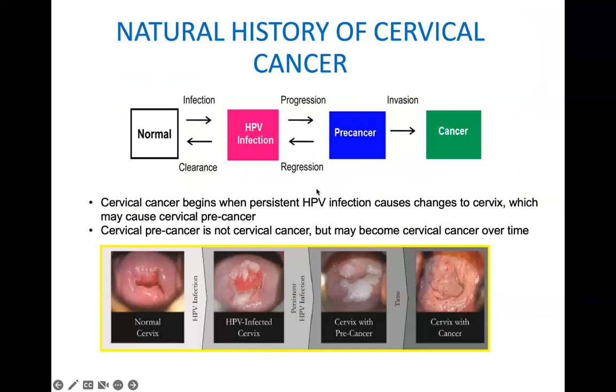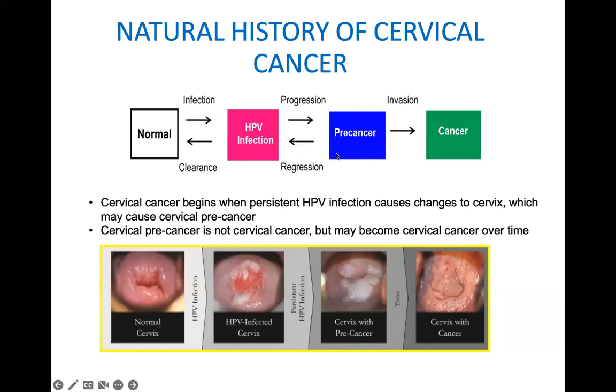So this usually progresses over time. And here I just got this slide from the Ministry of Health showing the progression. So when a normal cervix is infected, you can just have someone getting infected with HPV, and there's no pathology that develops beyond that. It's just the most common form of infection. But then this can progress to precancer and eventually to cancer.